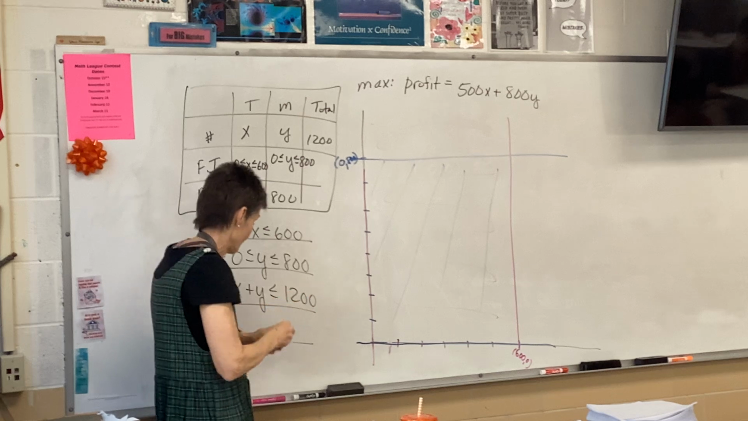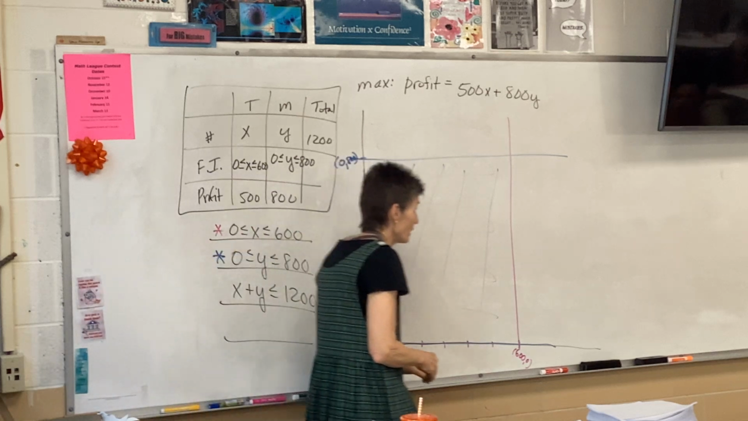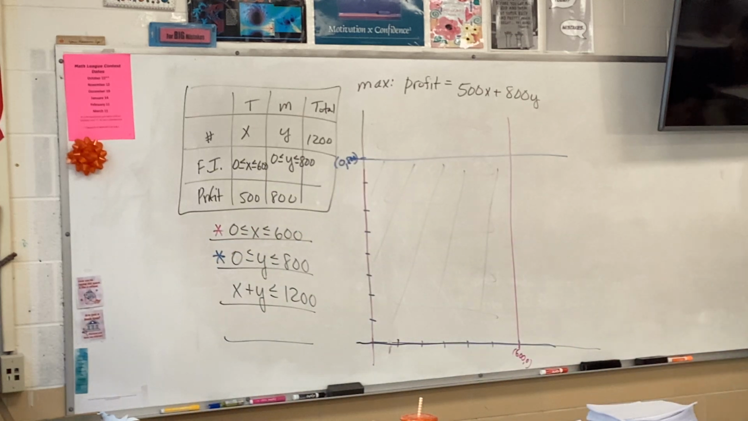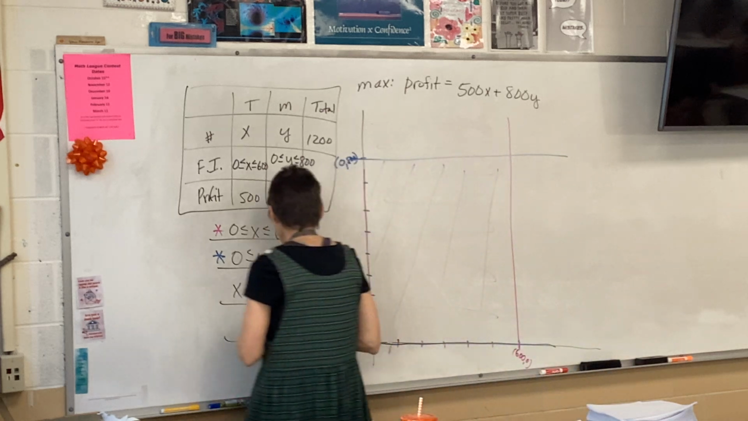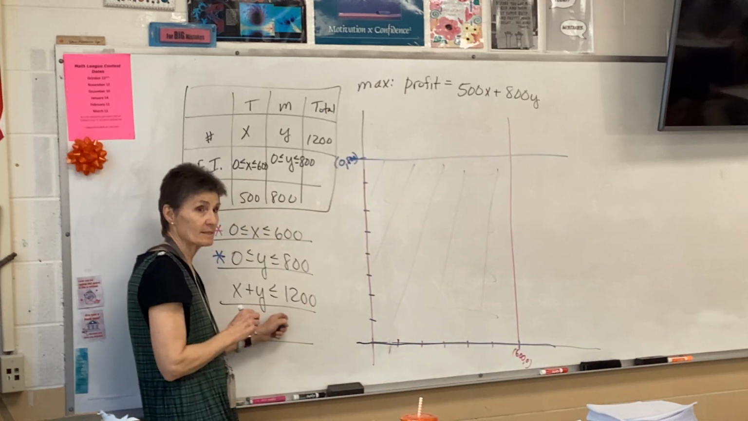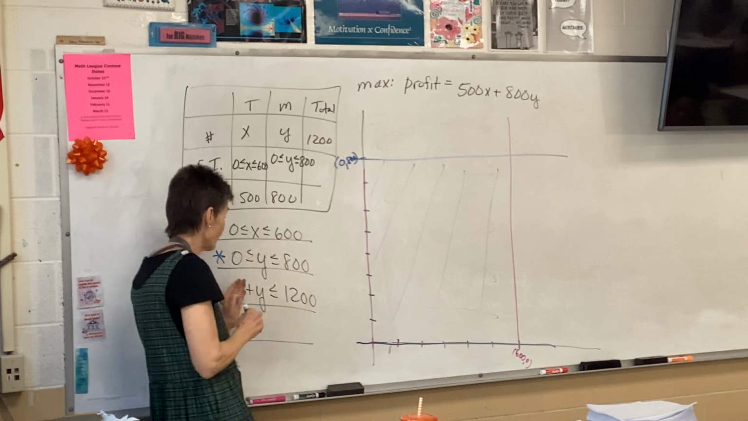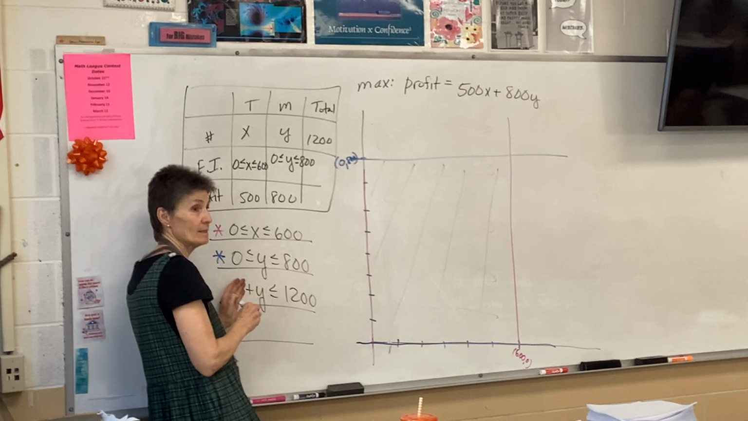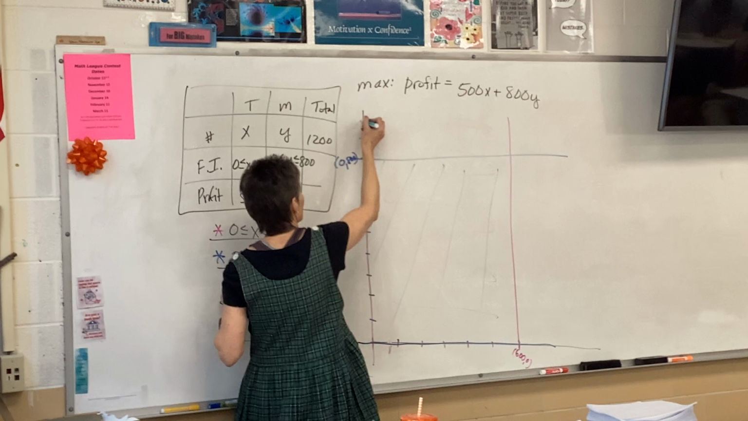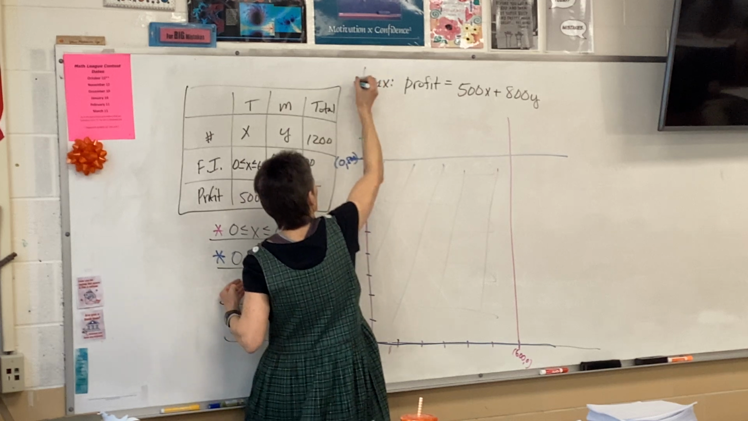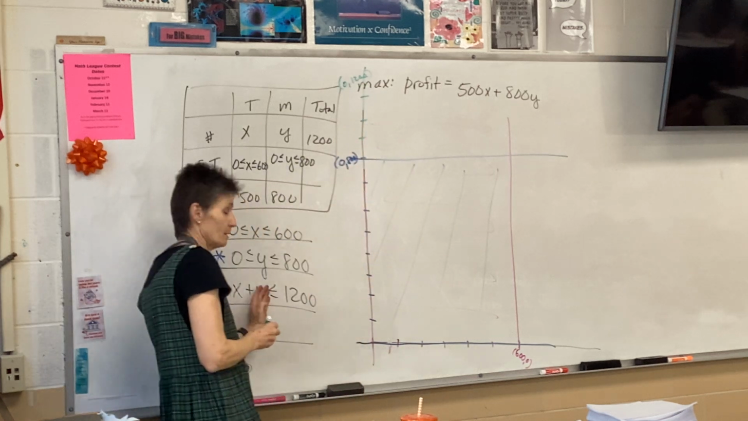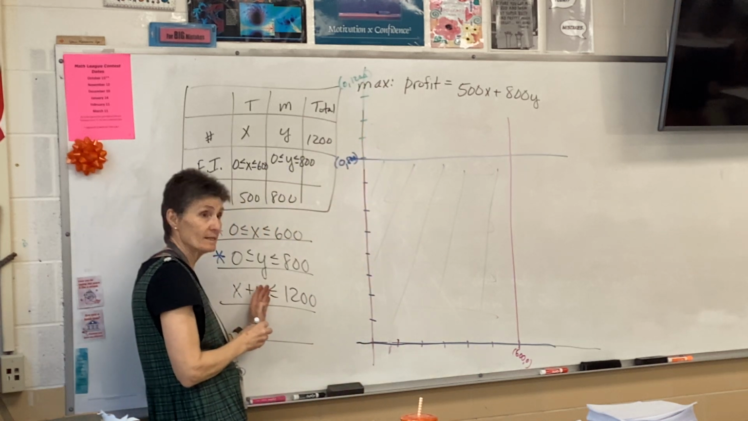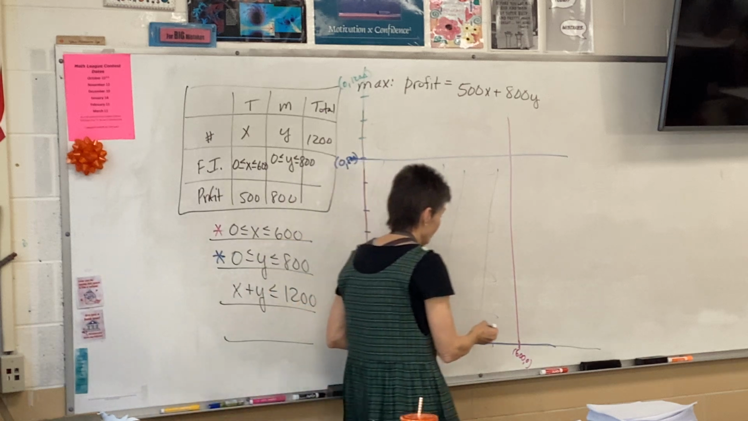Okay. Now, our third one, and notice that your third one has X's and Y's. So we'll cover up X, and Y is 1200, so 1, 2, 3, 4. And then I'll cover up Y, and X is 1200.